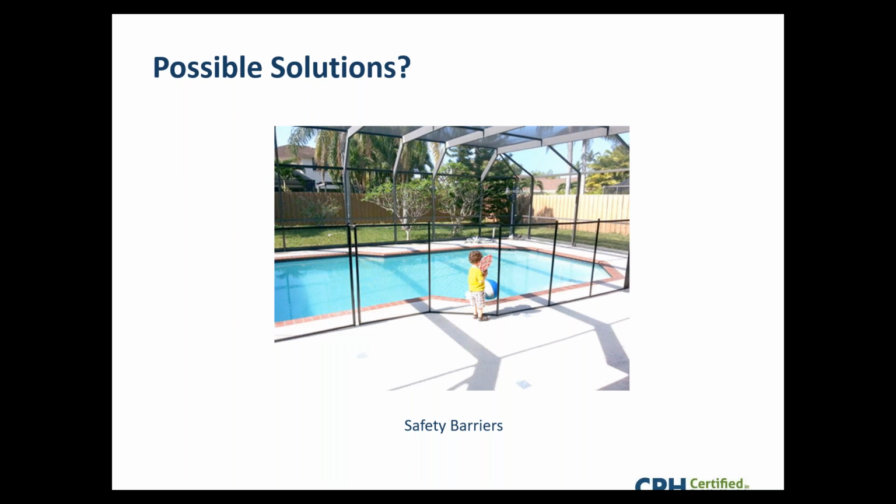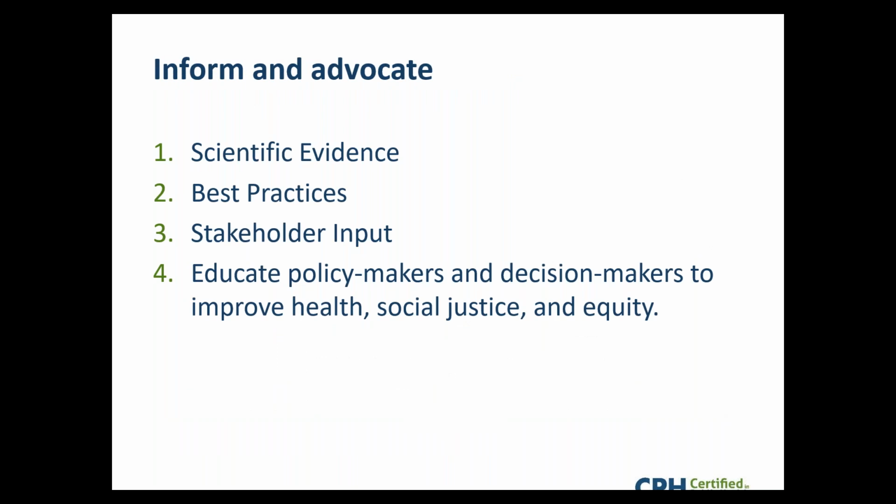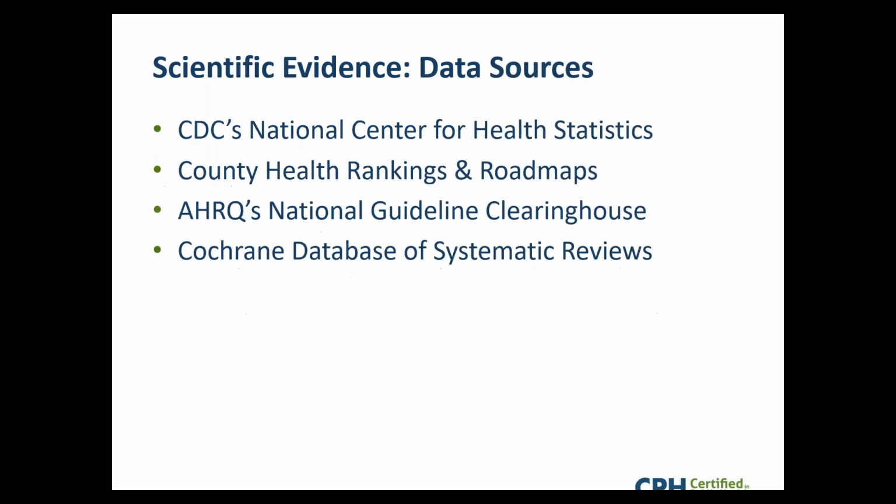So the next step, when the window of opportunity presented itself, was to create, to inform and advocate. So collect the scientific evidence, describe the best practices, gather stakeholder input, educate policymakers and decision makers to improve health, social justice, and equity. So the message is very clear. So I'll take you through each of these four in turn and try to use as much as possible the drowning prevention example. But I want you to be thinking of your example in your head about how this might work. So first, we gather scientific evidence.